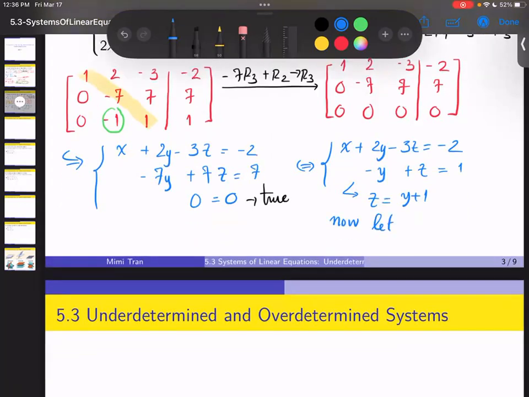Now let t equal y. I suggest letting t equal y but not z because it's just easier. You don't want to solve it back again. Let t equal y, then z equals what? t plus 1. You have two solutions already. You have y and you have z.